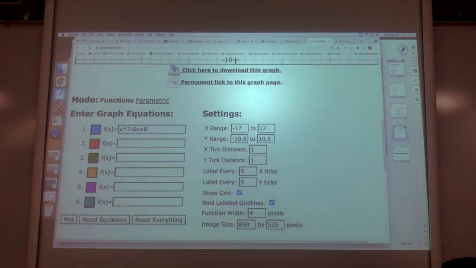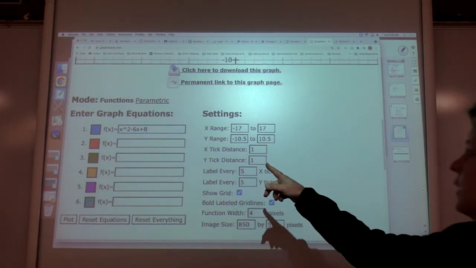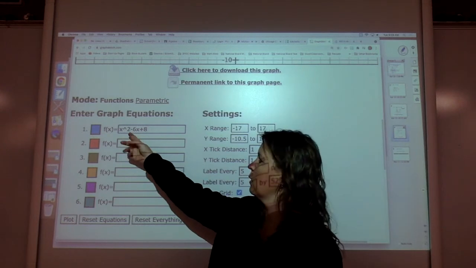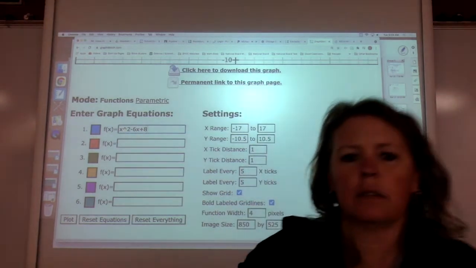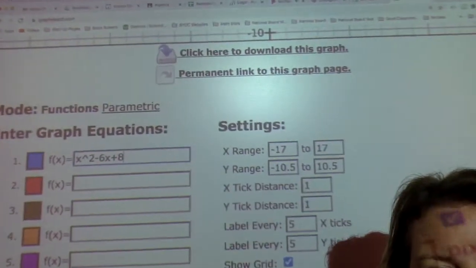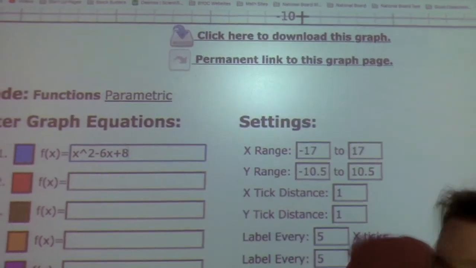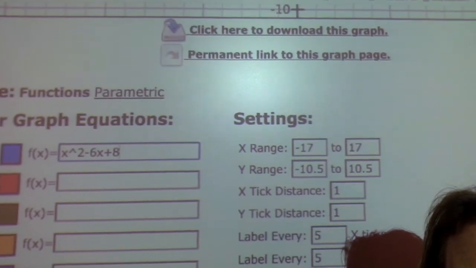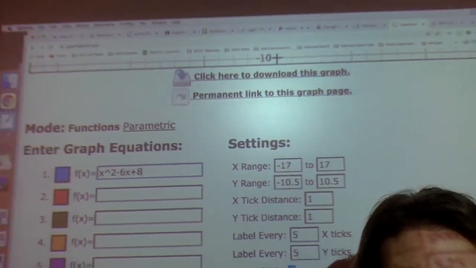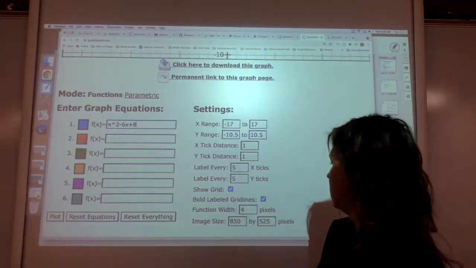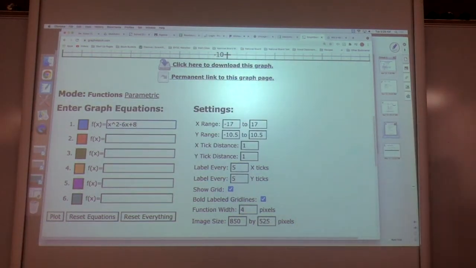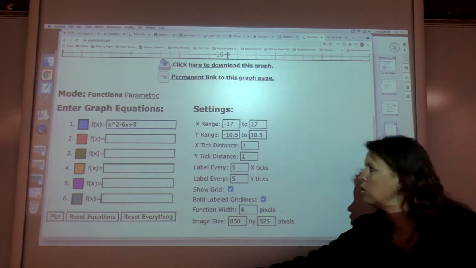Okay, and looking right here, if you can see this, how do you write x to the power of 2? X, the little thing above the 6, makes that little caret exponent: x^2 minus 6x plus 8. And you see the function there. If you want a different color, put it in a different box. Okay, graph that, take a look at what you see here, and it shows you your parabola.